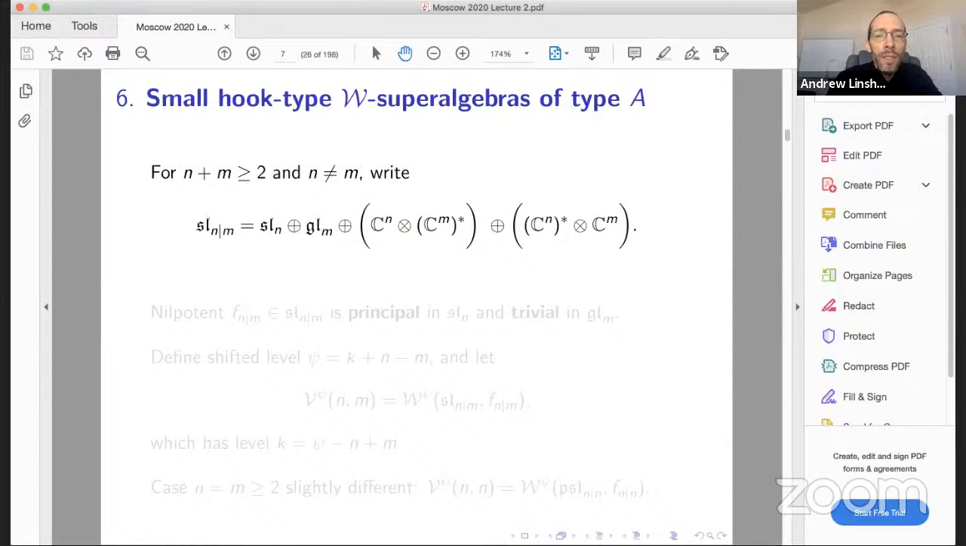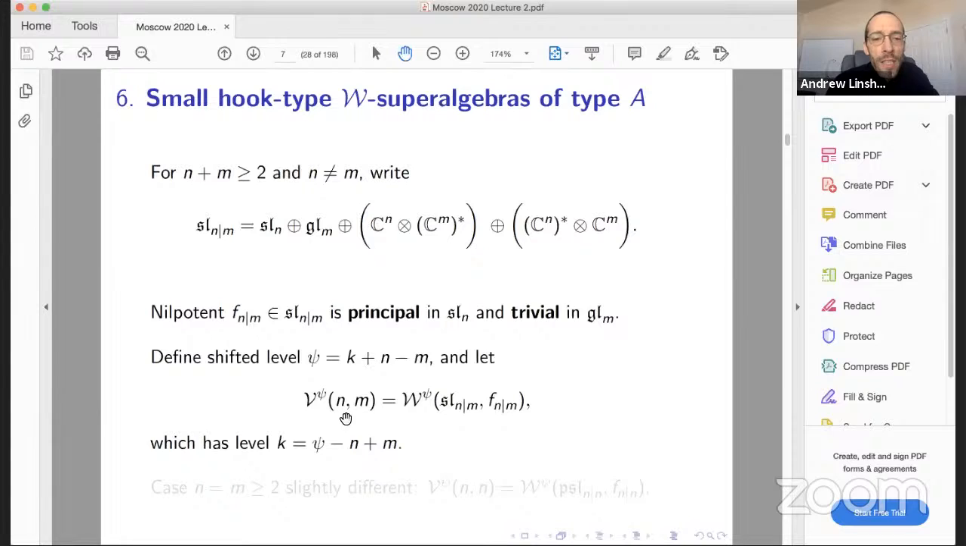There's also a family of W-superalgebras that have very similar properties. So here, for the moment, I'm going to take n not equal to m. And when n equals m, as Thomas explained, we have to do it slightly differently. So SLN/m has a similar decomposition, SLN plus GLM plus some modules, but these are now odd. And the nilpotent that I want is principal in SLN and trivial in GLM. And the level shift is slightly different here. V psi nm will be this W superalgebra with this nilpotent. And when n equals m, as Thomas explained, SLN/n is not simple, so we should replace it with PSLN/n. And the effect is that the affine sub-VOA, instead of being a GLN, is now an SLN. And the extra Heisenberg that was there before now gives rise to a non-trivial outer automorphism group U1, which I then have to take an orbifold of.